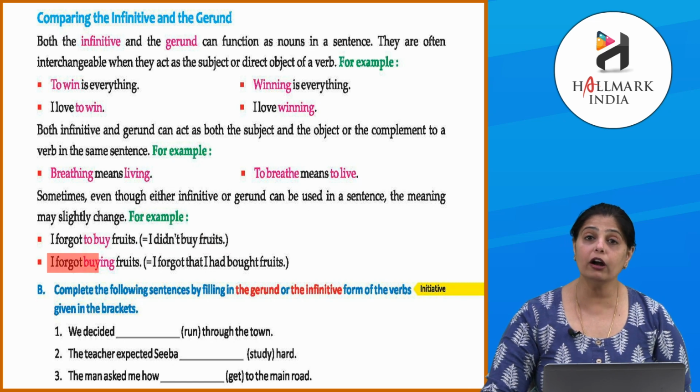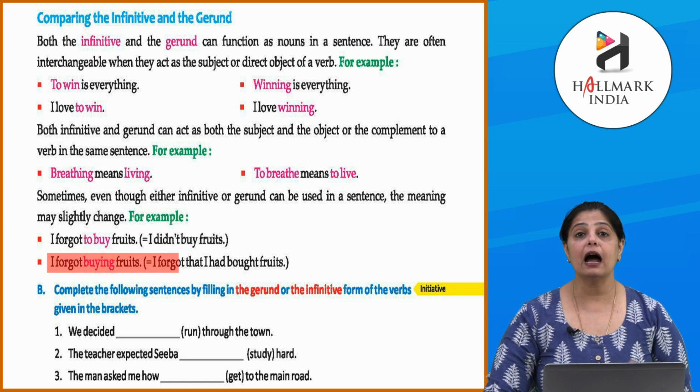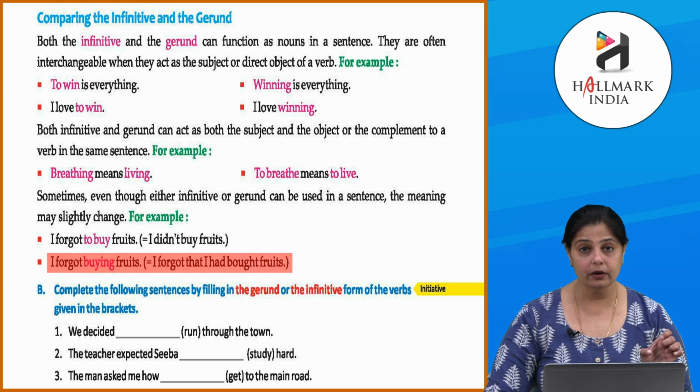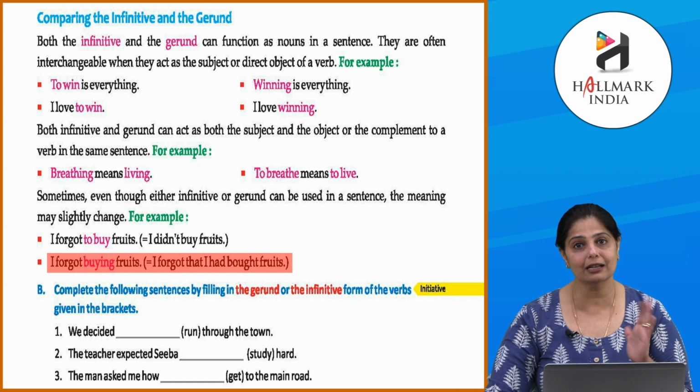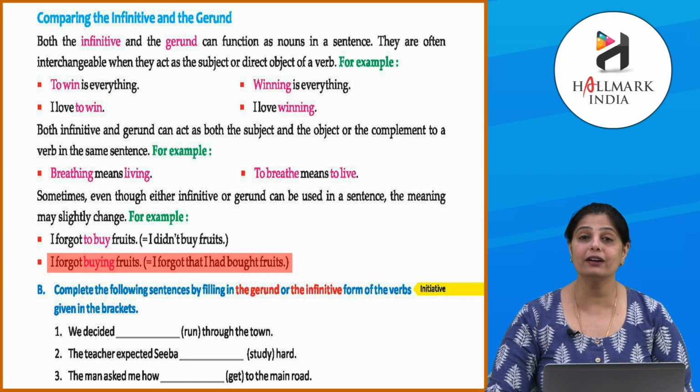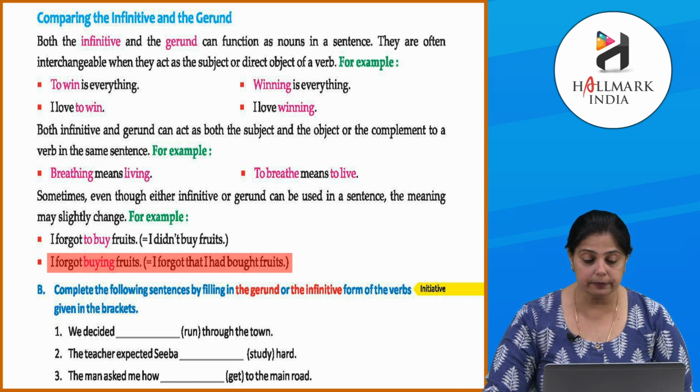So, I forgot buying fruits. It means I forgot that I had bought fruits. मतलब मैंने fruits खरीद लिए. Okay? But I forgot about them. I forgot buying the fruits. मतलब मैं भूल गया कि मैंने fruits खरीद लिए थे. So, I forgot that I had bought fruits.